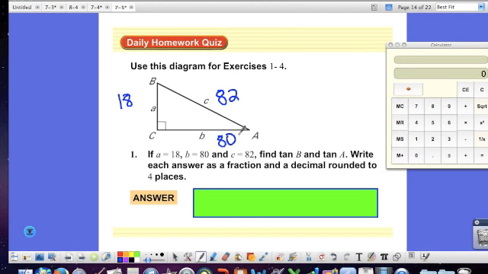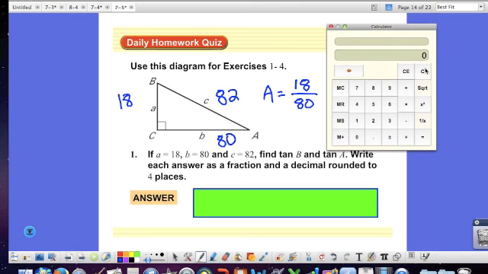So that's tangent of angle A is opposite over adjacent, so 18 over 80. They want it as a fraction. 18 over 80 simplifies to 9 over 40. And when I divide 9 divided by 40, I get 0.225.